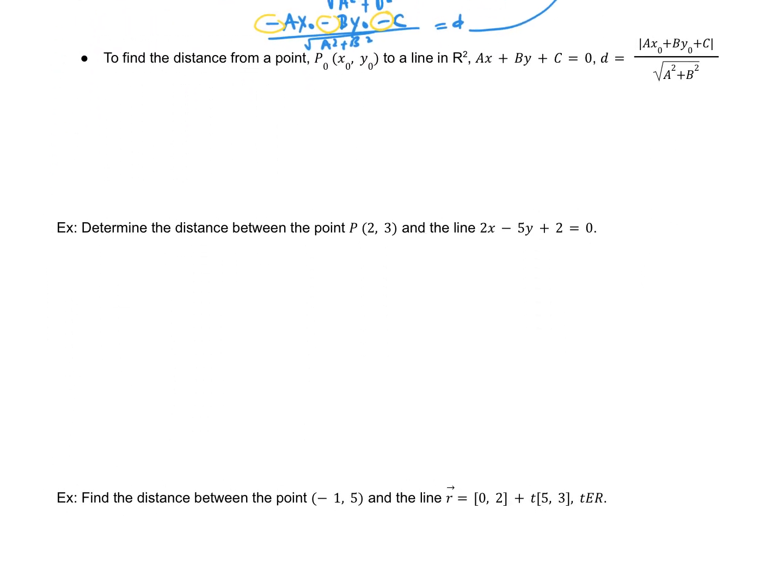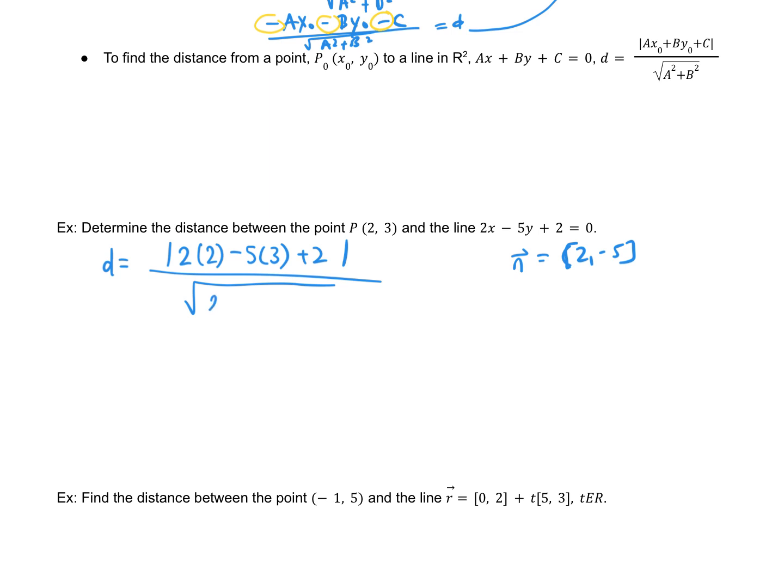Determine the distance between point P and the line 2x minus 5y plus 2. So we need the absolute value. I'm going to take my Cartesian equation and I'm going to plug in 2 for x, 3 for y, and then the normal is 2, negative 5. So I need the magnitude of that.